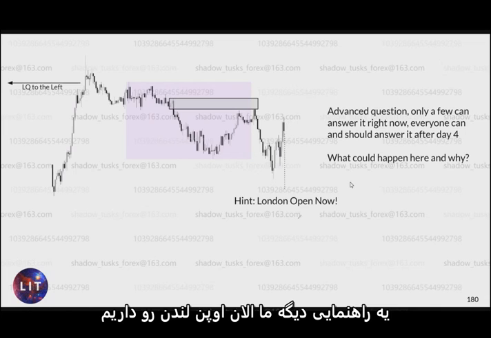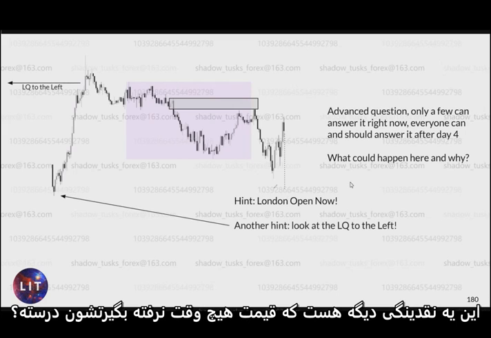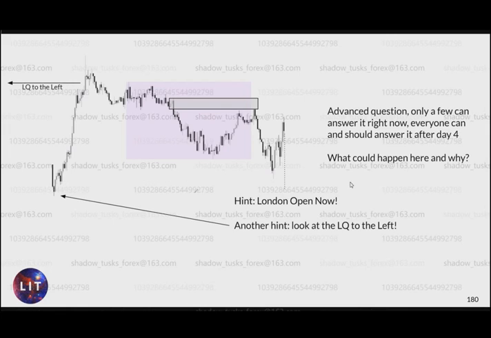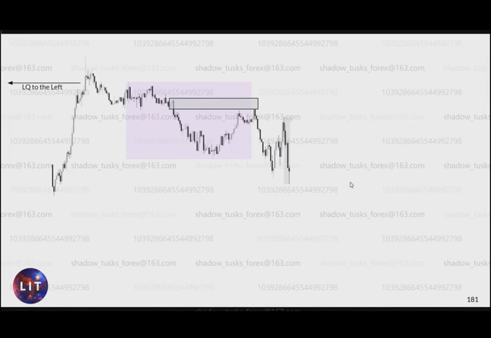So hint, now we have London open. Another hint, look to the left. There's the next liquidity. We never grabbed liquidity at this point, did we? No, we did not. Right? Where's my pen? There we go. Why is it giving me the delays? There you go. Right, so we never grabbed liquidity to the low. We only had minor plays at this point. Another hint, internal break of structure.